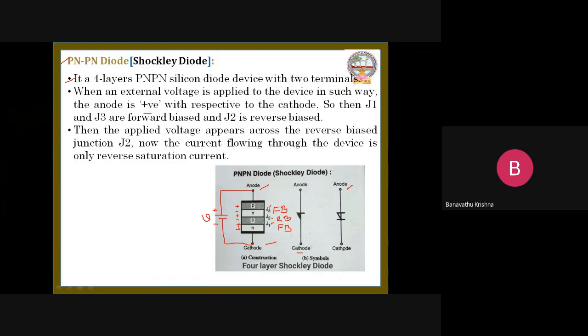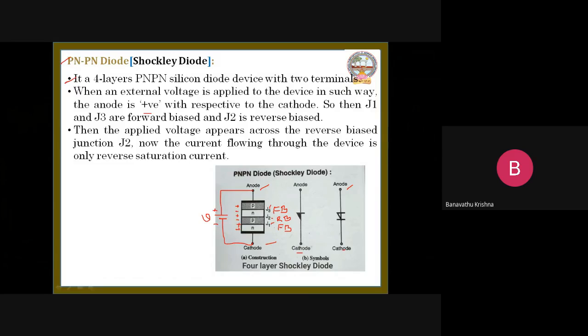So how does it come into reverse bias? Let us see here. It is the negative charge area and it is the positive charge area. For the negative charge area we apply a positive symbol, and for the positive charge area we give a negative symbol. So junction J2 is in reverse bias condition. Now the current flowing through this junction is called the reverse saturation current.